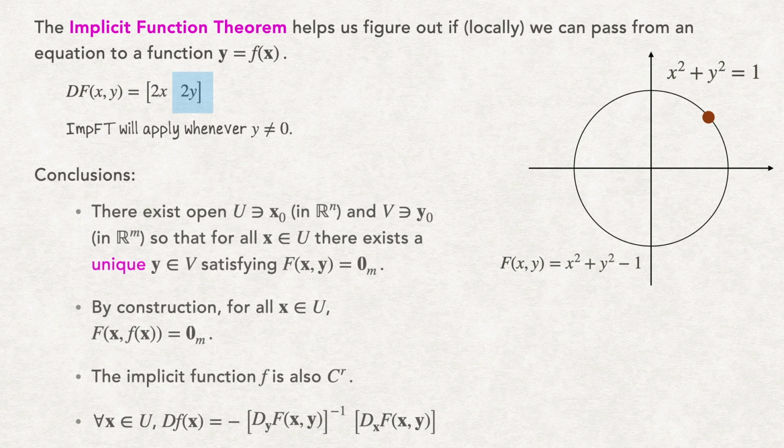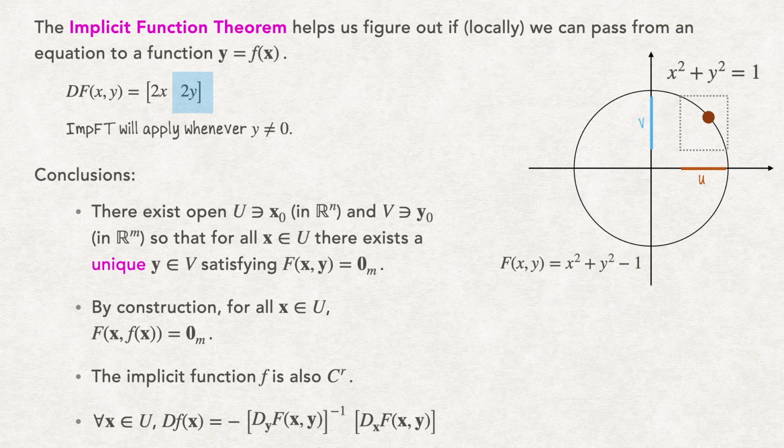Here were the conclusions. The first one tells us that if we look around our anchor point, we can find an open neighborhood U of x and an open neighborhood V of y, so that for any input from U, there is a unique output y, satisfying that capital F on that pairing is 0. Okay, so we're working now in the Cartesian product of U and V. That's this rectangle I formed.